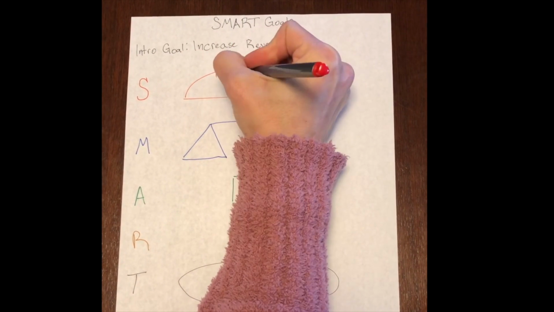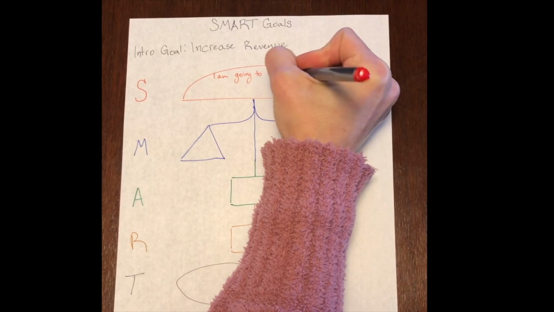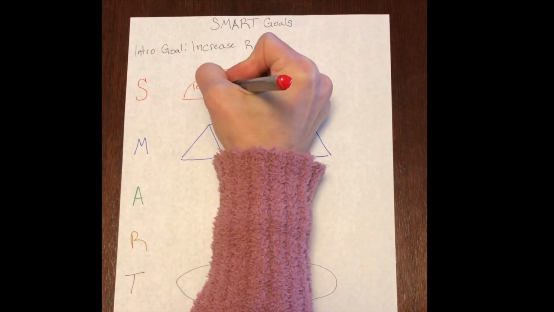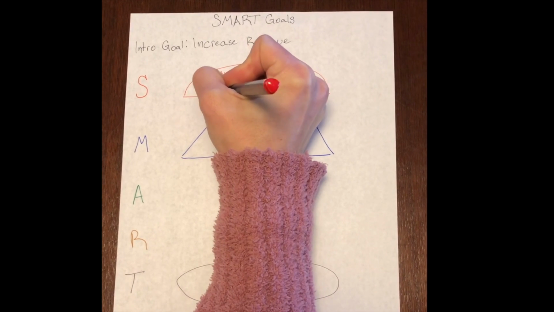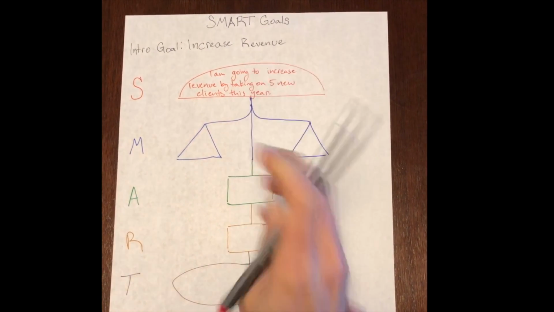Now, starting with S, specific, be specific. We want to cover the who, what, where, when, why as much as we can. We want to make sure that this goal is something that we can break down into actionable items. So for my example, for increasing revenue, I'm going to make this a little more specific. So I'm going to say that I want to increase revenue by adding on 5 new clients this year.